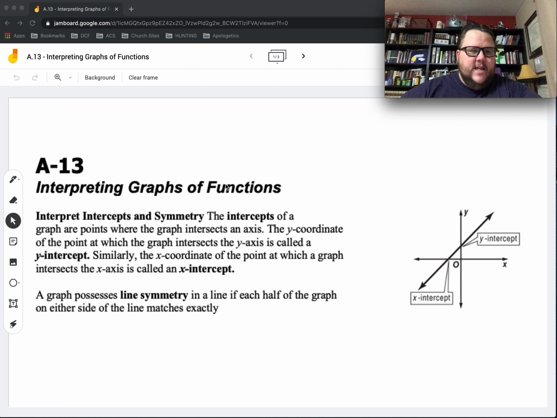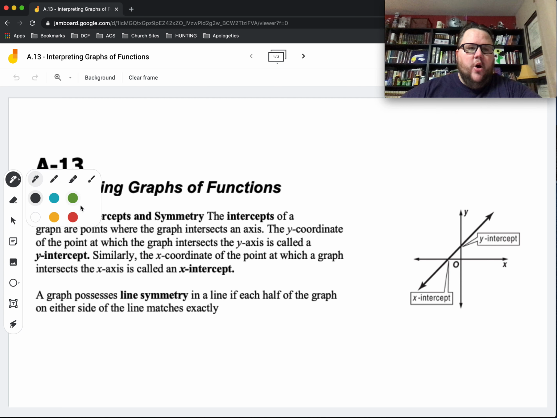Hey, Algebra. Today we're talking about interpreting functions. Actually, we're interpreting the graph of functions. A couple things we're going to be looking for are the x-intercepts, the y-intercepts, and symmetry.